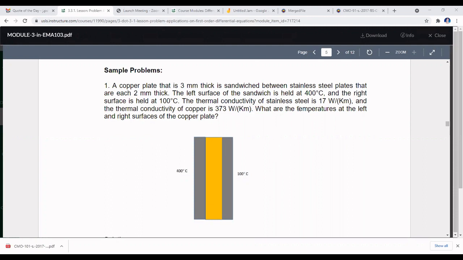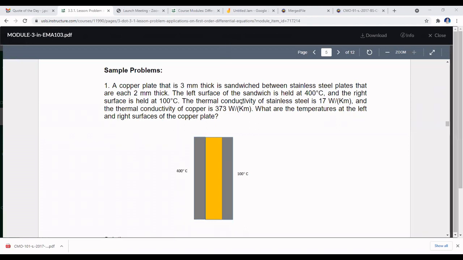The thermal conductivity of stainless steel is 17, and the thermal conductivity of copper is 373. So look at the discrepancy in the thermal conductivity of stainless steel and copper. Meaning copper has greater capacity for heat transfer than stainless steel. What are the temperatures at the left and the right surfaces of the copper plate?